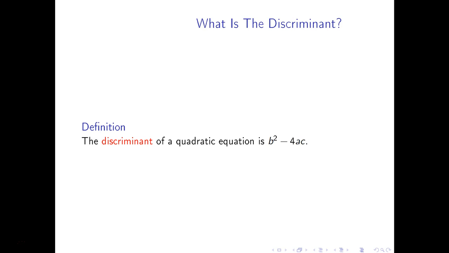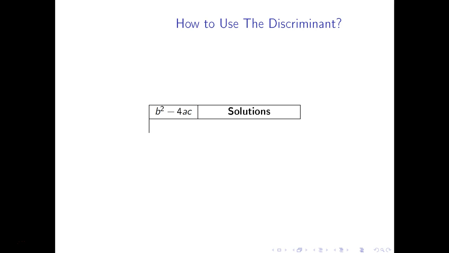Remember, it's the value that's underneath the square root. So here's how it's going to play a role. It's going to actually tell me what kind of solutions and how many. So if that number, that b squared minus 4ac, is bigger than 0, which it has been in all of our examples so far, it's going to be two real answers.